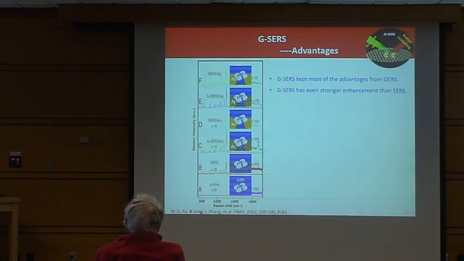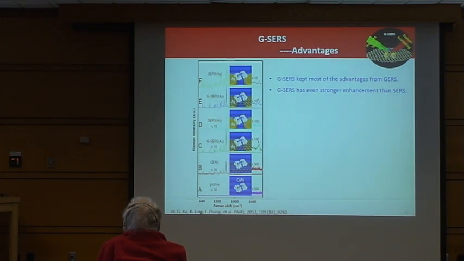Here is the result we got. If there is no graphene and no metal, the signal is very small. If we have graphene, we have some signal. And if we have metal and graphene, then we have a much stronger signal. Actually, we found the signal is even a little bit stronger than the system without graphene, I mean the conventional SERS system.